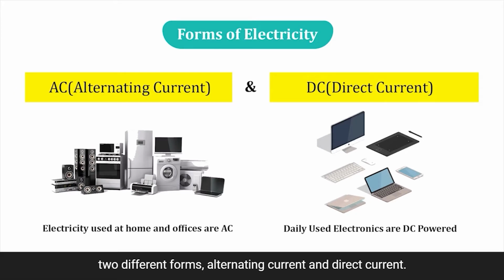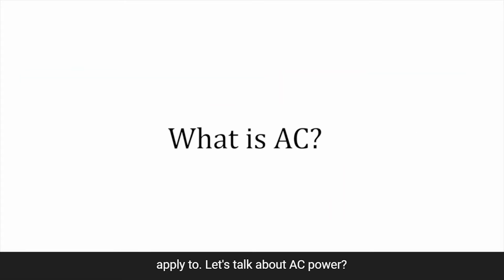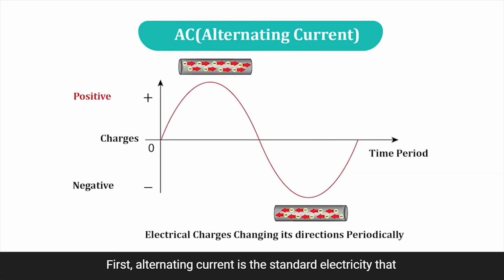Electricity comes in two different forms, alternating current and direct current. Both are essential to enable the functioning of our electronics. But do you know the difference between the two and what they apply to? Let's talk about AC power first. Alternating current is the standard electricity that comes out of power outlets and is defined as a flow of charges that exhibits a periodic change in direction.